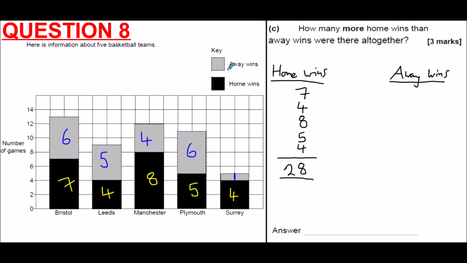And the away wins, 6, 5, 4, 6 and 1. I'm just getting these figures here from these blue numbers. 6 add 5 is 11, plus 4 is 15, plus 6 is 21, and finally plus 1 gives us 22.